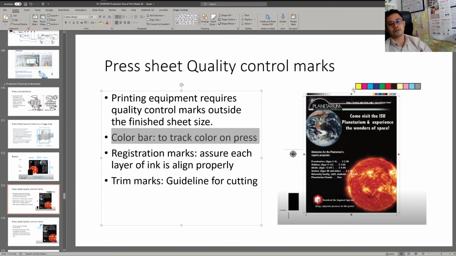This is some sample of the color bar. Some sample of the color bar. So this color bar normally, for this image, it can be set in the Illustrator, or during the imposition kita boleh letak separately. Dia letak pada bahagian yang tertentu.